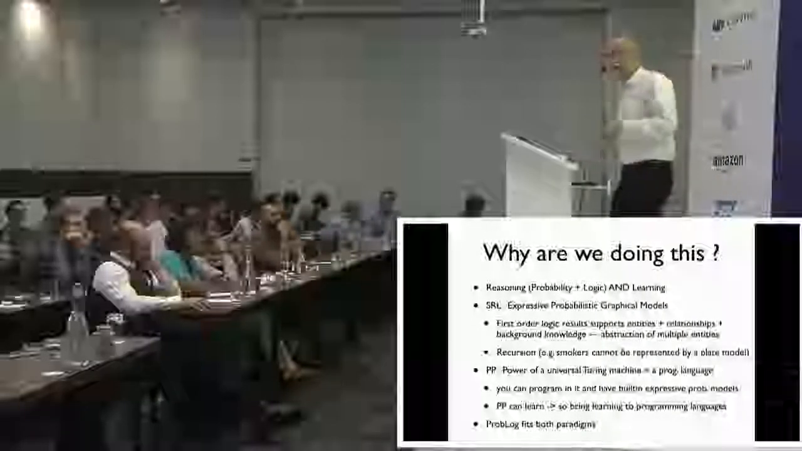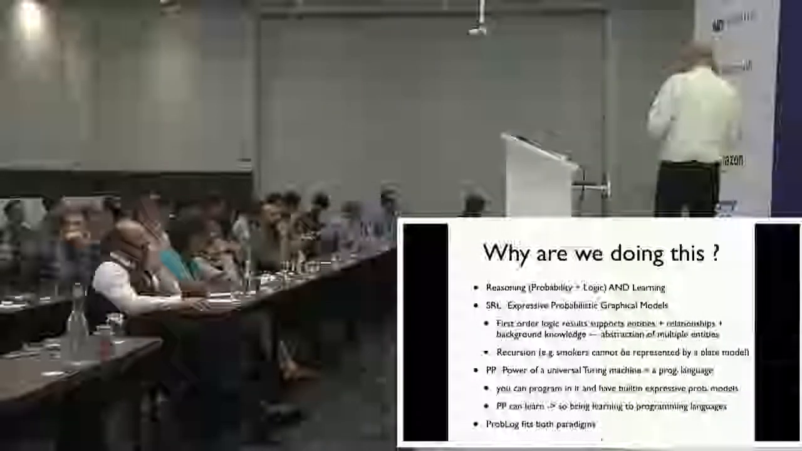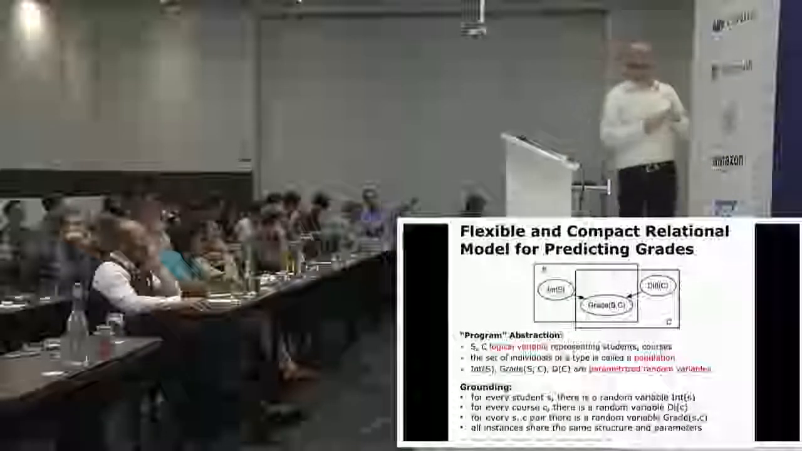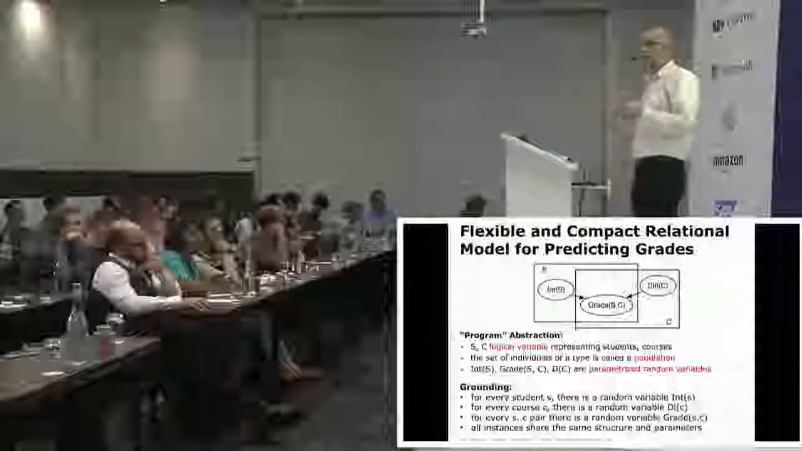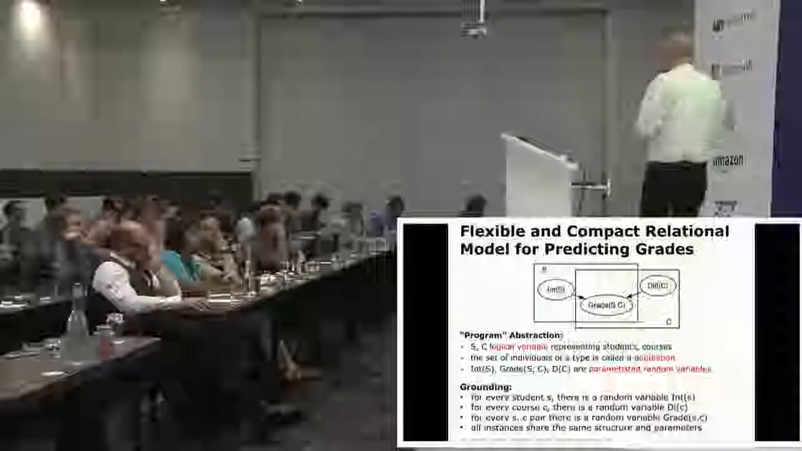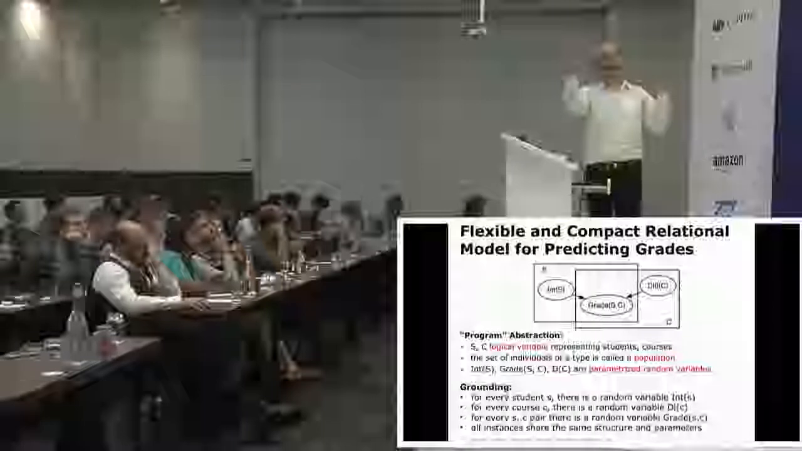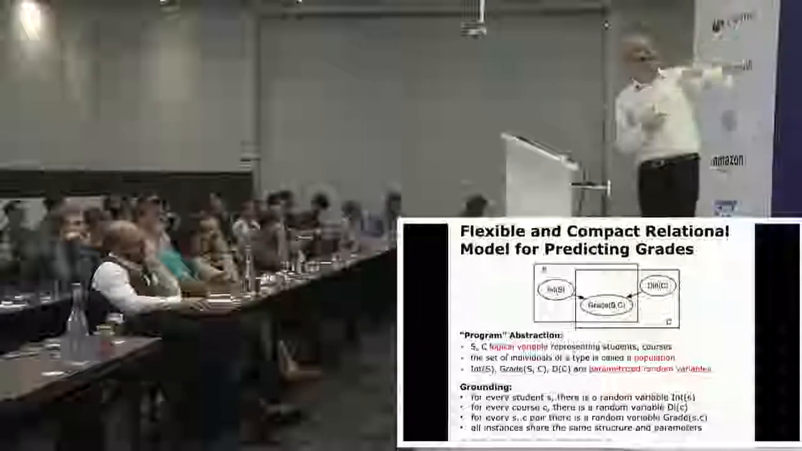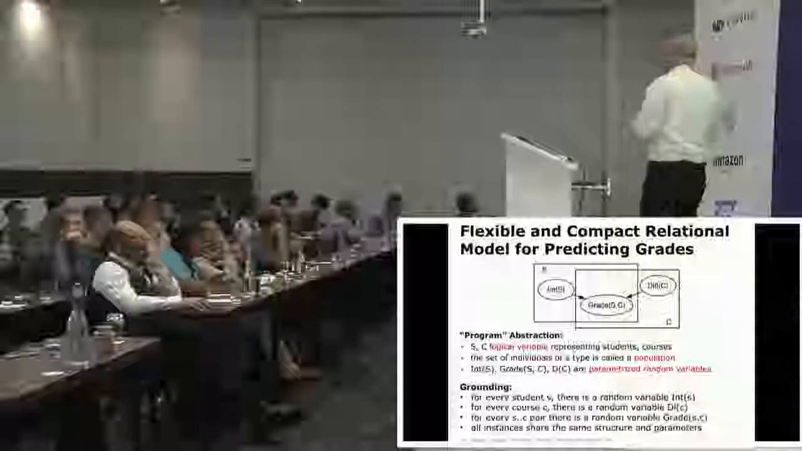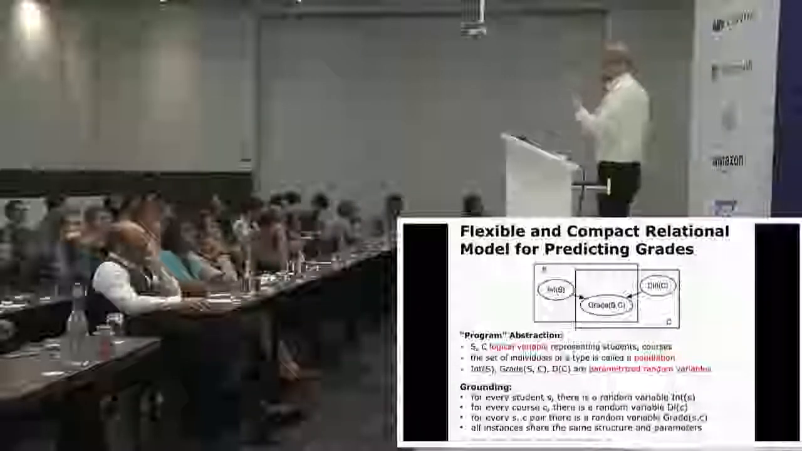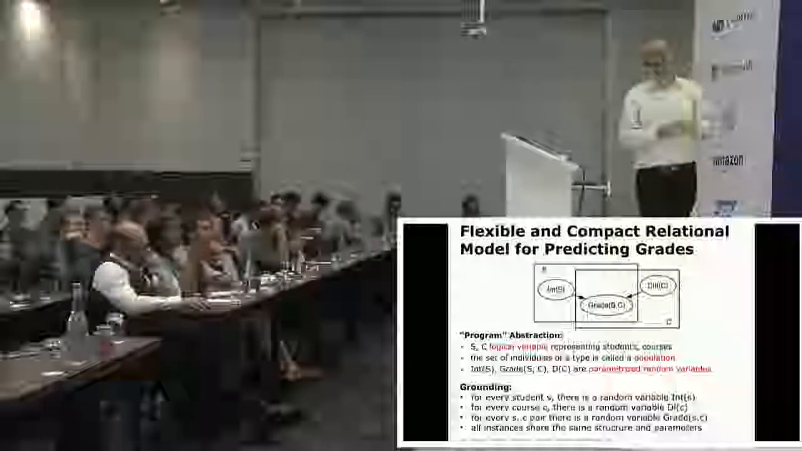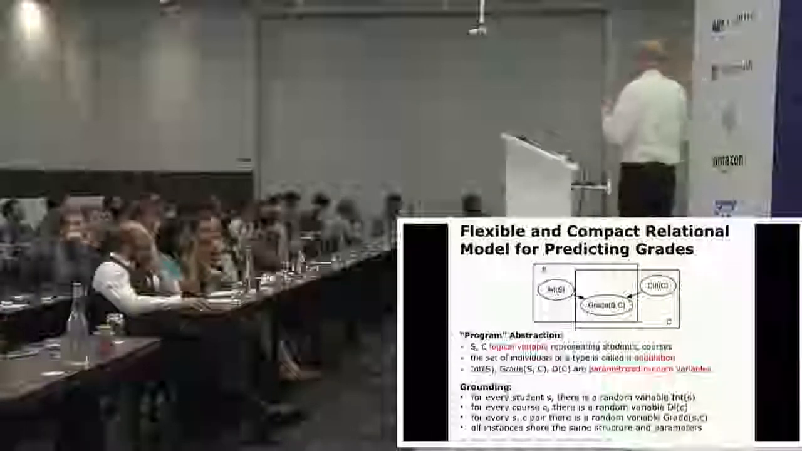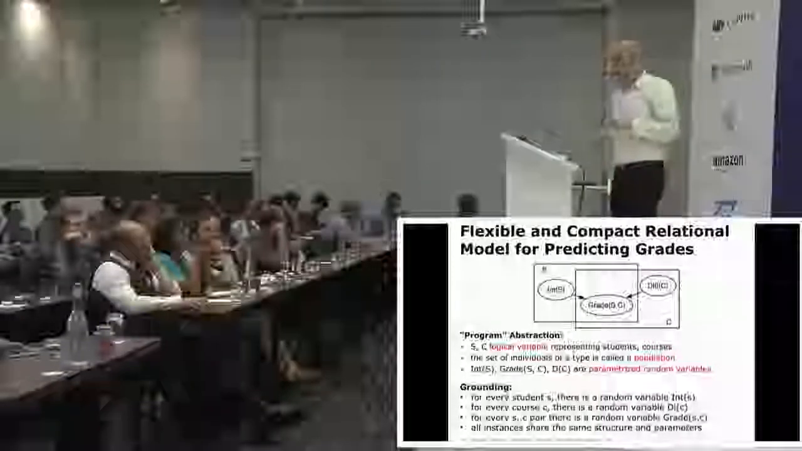And maybe I should come back to the example that I touched upon only briefly yesterday, which is this plate model. This is a typical representation that is being used in graphical models. You see that the rectangles have an S in there, and that says that for every student, that kind of template is repeated. In the other plate, there is a C in there, and for every course that will be repeated.